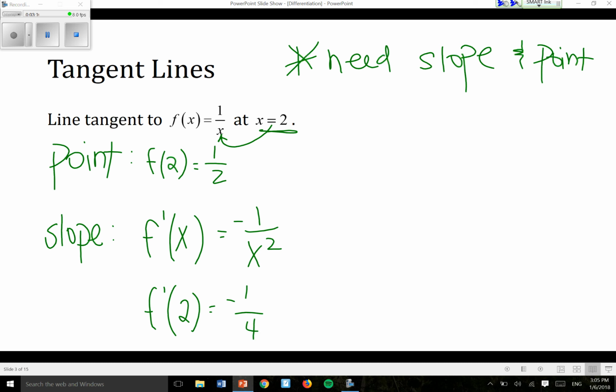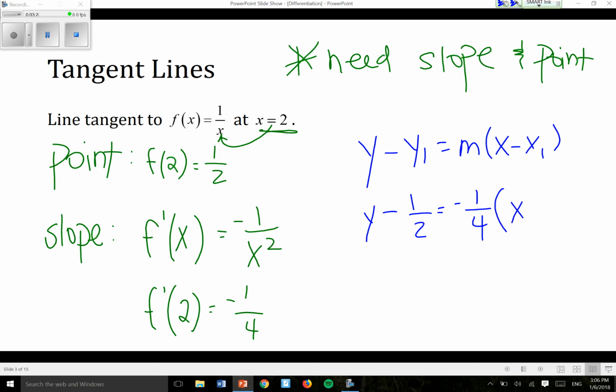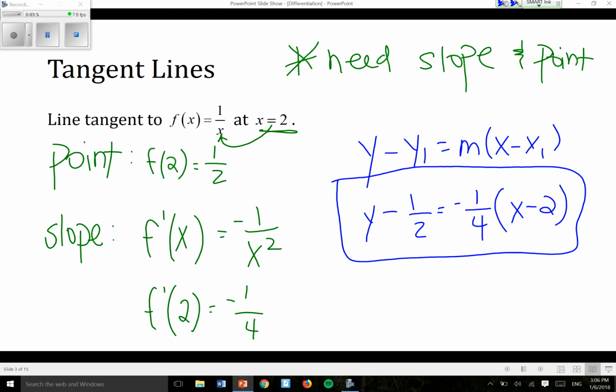Point slope form, y minus y1 equals m times x minus x1. We have a point and a slope, and we can just plug it in. So my y1 is 1/2, slope is negative 1/4, and x value is 2. And I am super okay with you leaving your answer looking just like that.